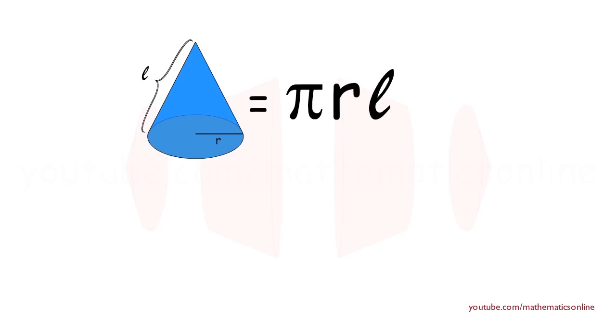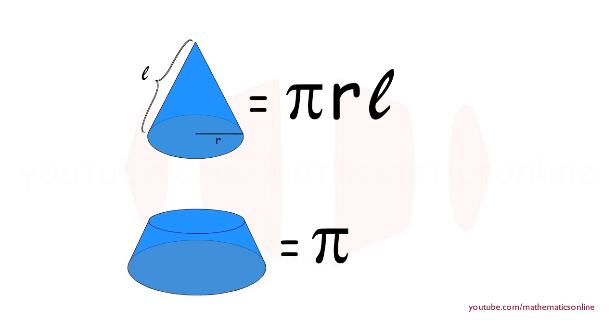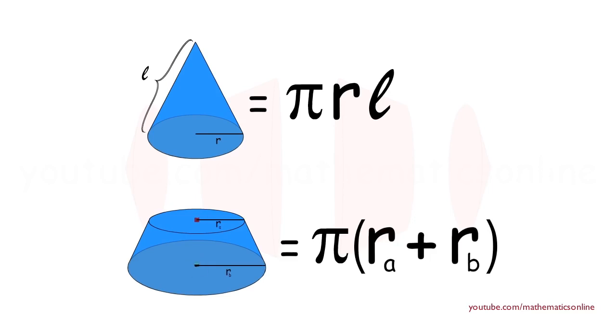First, the surface area of a cone without its base is equal to π times the radius times the lateral height. And the surface area of a frustum without its top and bottom bases is equal to π times the radius of the top base plus the radius of the bottom base times the lateral height.